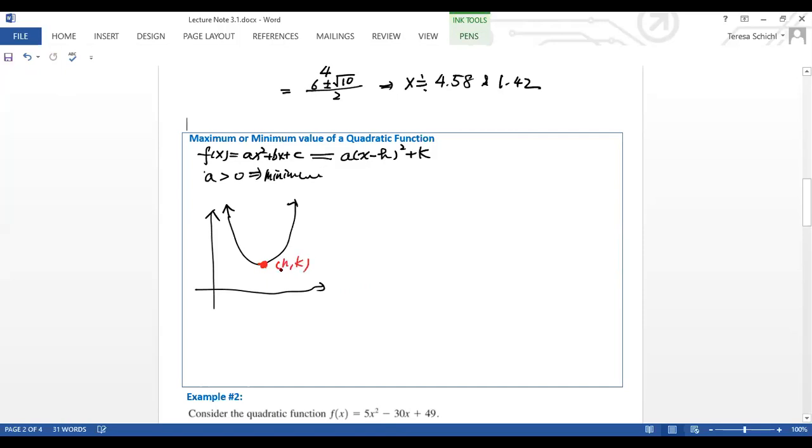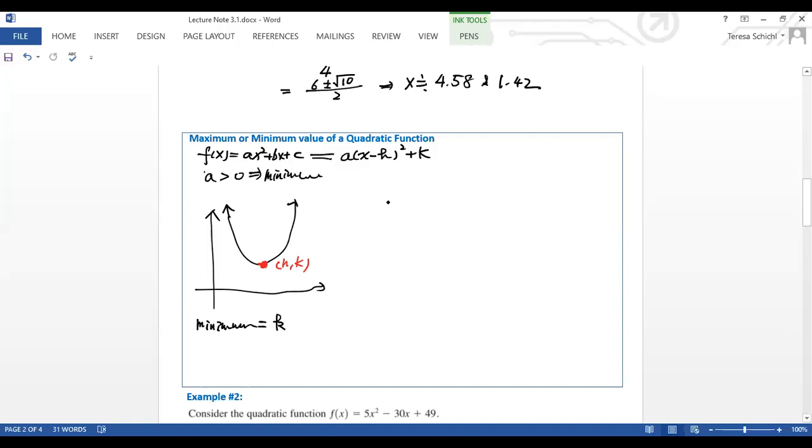So here, this is my vertex. What is my minimum value? The minimum value for these will be equal to k, right? It will be equal to the y value here, correct?